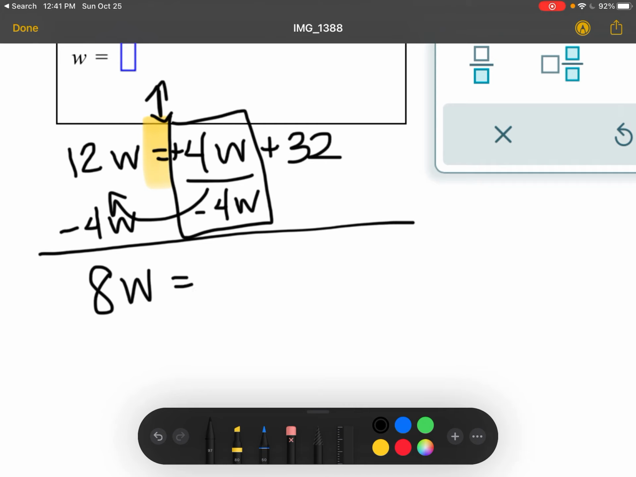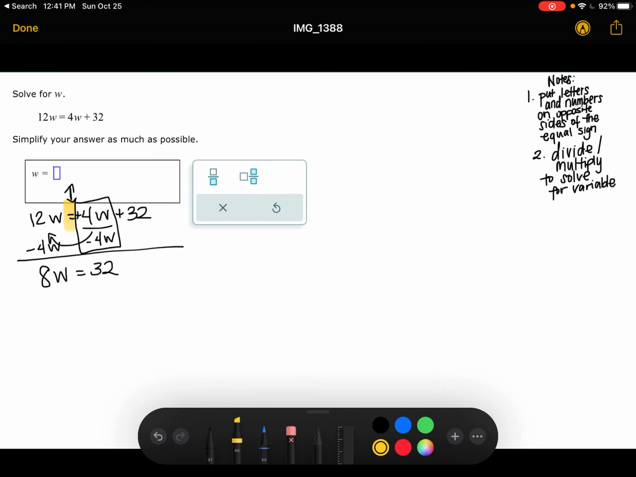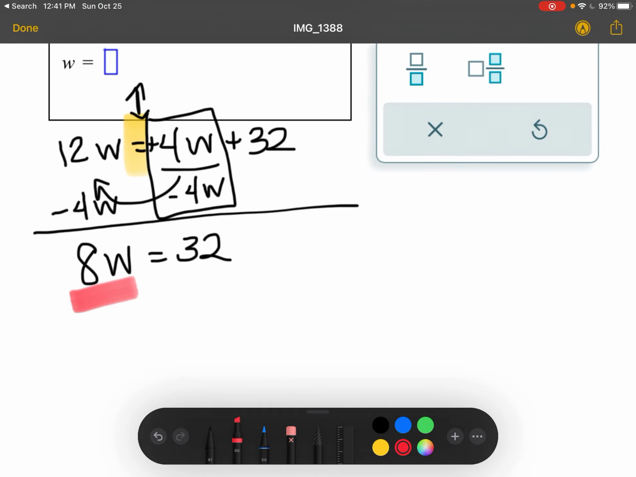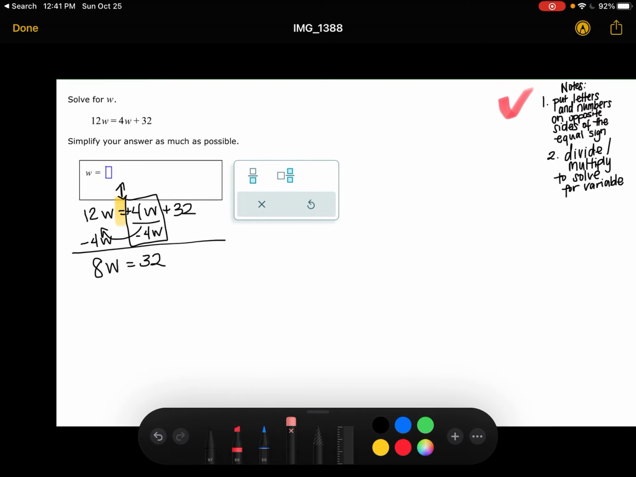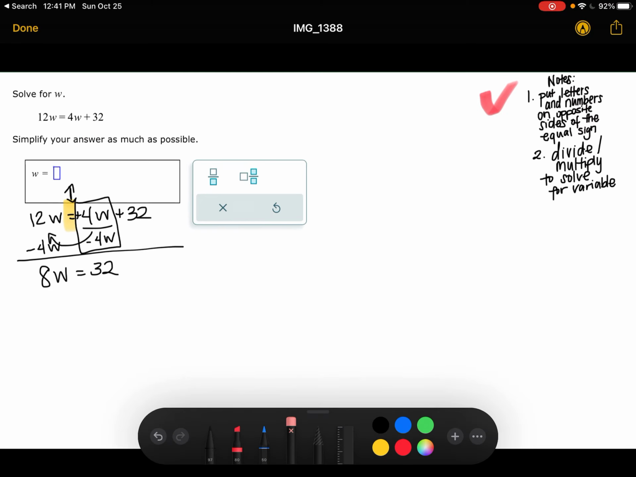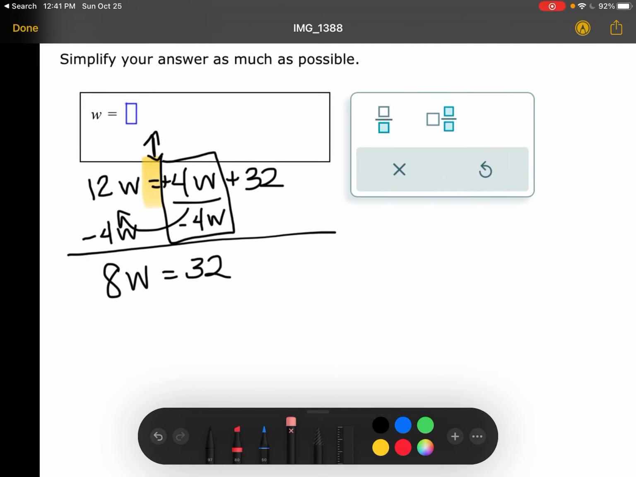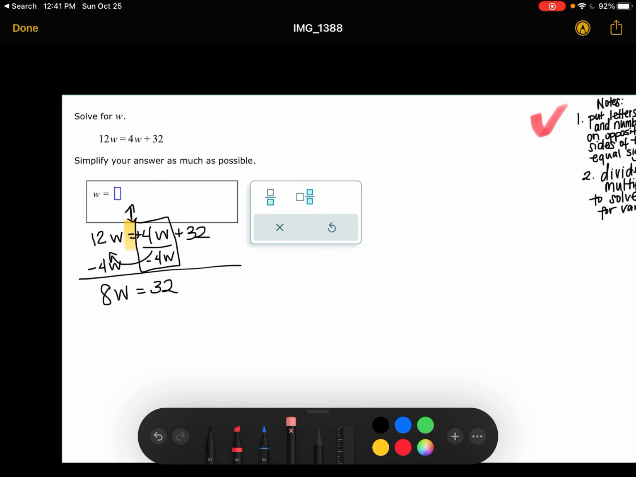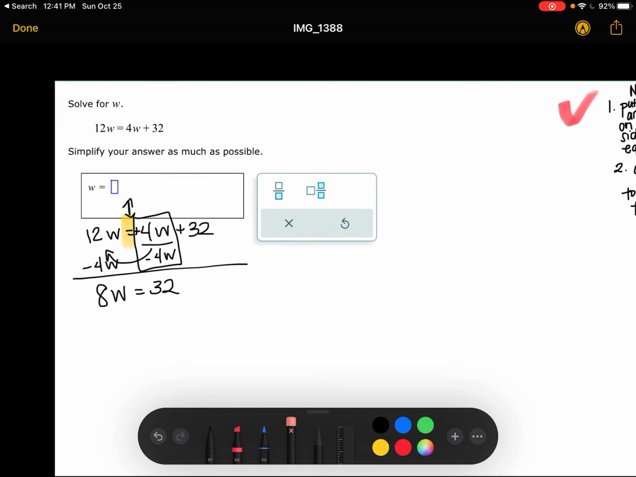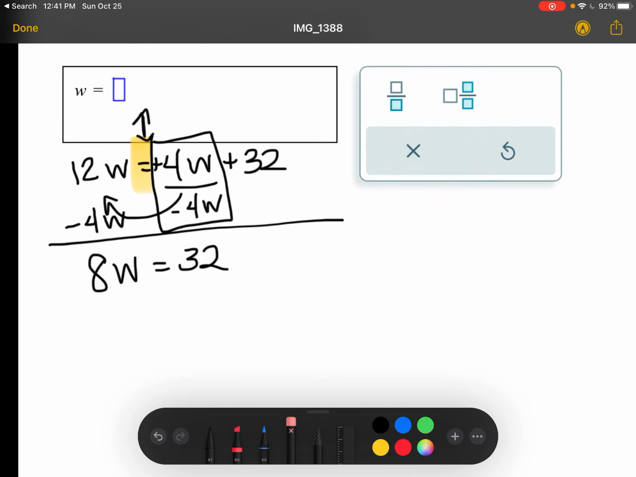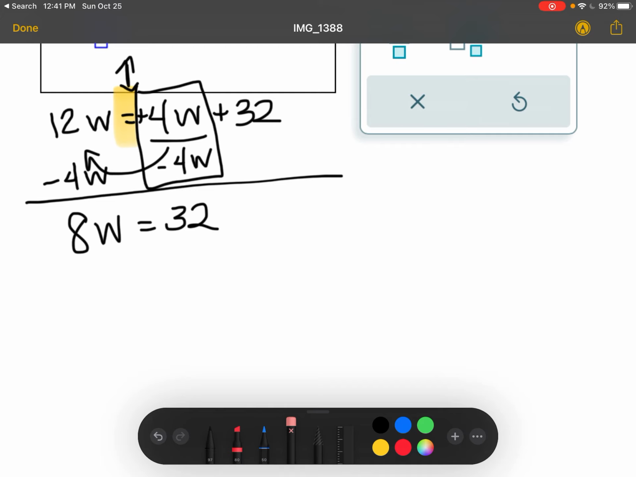Then I'm going to rewrite everything just so it's clearer. I have fulfilled the first part, which is to put the letters and the numbers on one side. I have 8W on one side and 32 on the other. That is exactly what I want for my first step. Then it says divide or multiply to solve for the variable. For this question, they're going to give you division, just because it's an introductory question. Don't worry about the other way. Anyway, I have 8W equals 32.